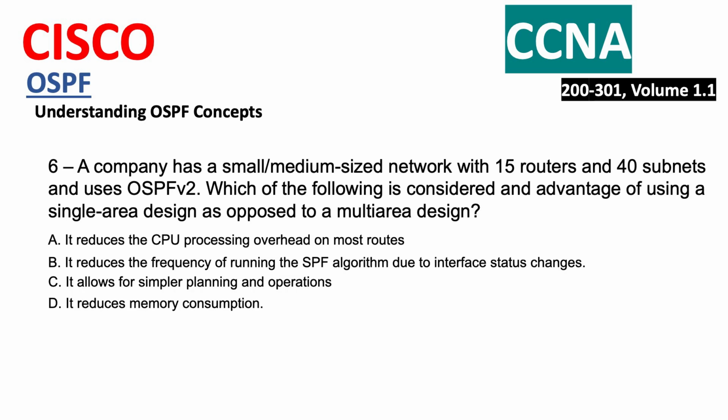Question 6. A company has a small, medium-sized network with 15 routers and 40 subnets and uses OSPFv2. Which of the following is considered an advantage of using a single area design as opposed to a multi-area design? A. It reduces the CPU processing overhead on most routers. B. It reduces the frequency of running the SPF algorithm due to interface status changes. C. It allows for simpler planning and operations. D. It reduces memory consumption.